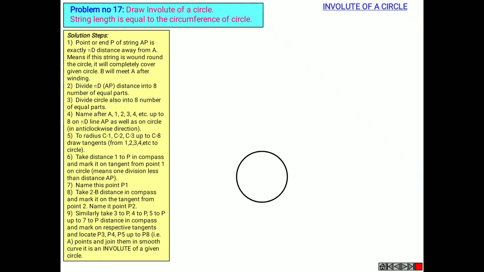We need to draw a circle with a given radius or diameter, divide it into some equal number of parts, say for example 8, and mark them 1, 2, 3, 4, 5, 6, 7 and 8. At the last end you draw a horizontal line, which is nothing but the circumference of the circle.